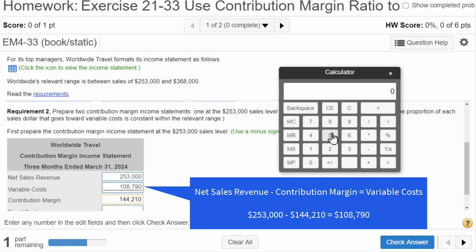So 253,000 minus 108,790 should give us 144,210, and it does. Now there is another way to calculate this.